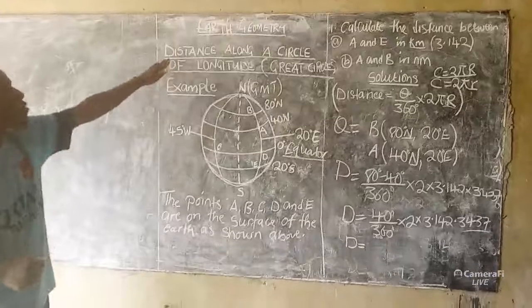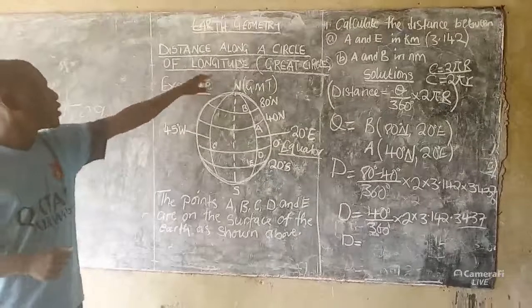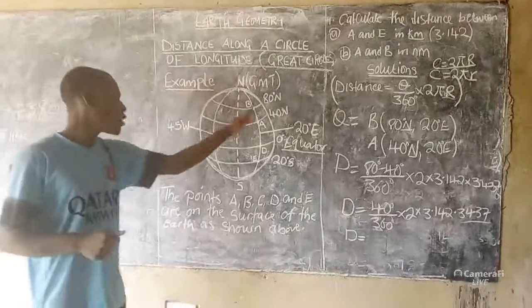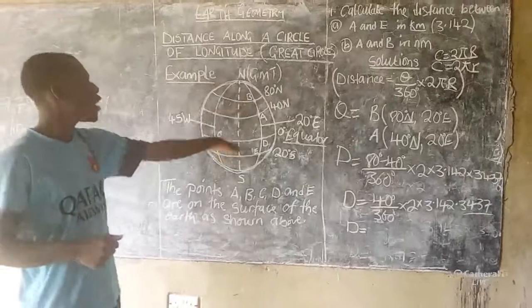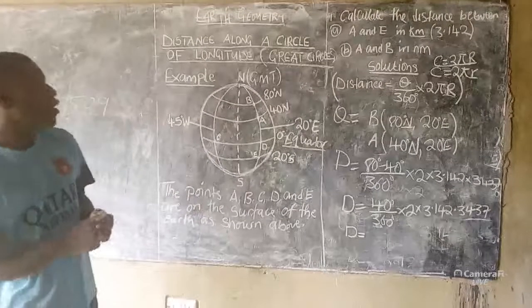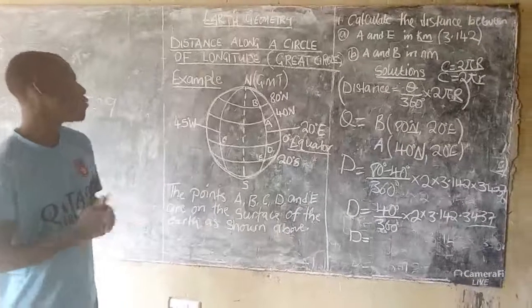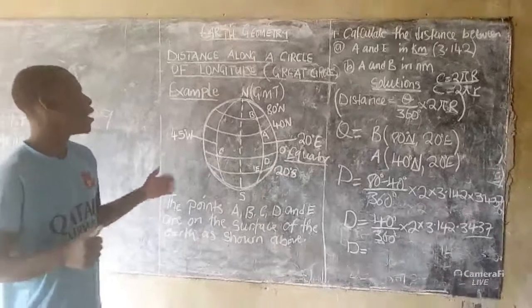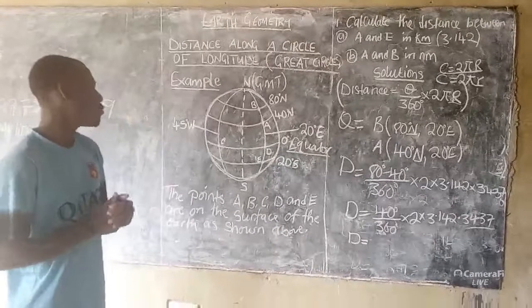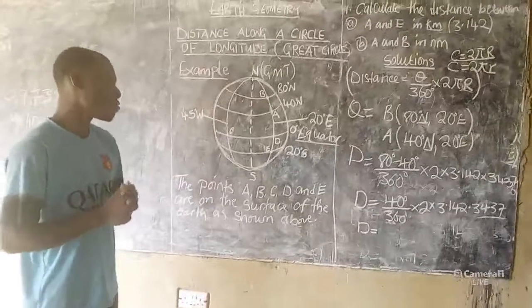So today we are just answering distance along a circle of longitude. They are called great circles. So we are talking about distance along the longitude, answering the distance of great circles. Next time we'll start talking about finding time, the differences in time. That will be the next time.